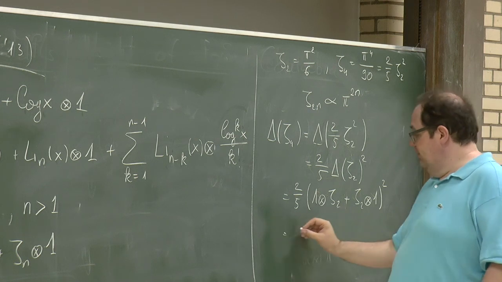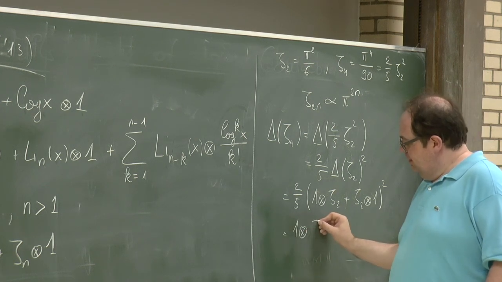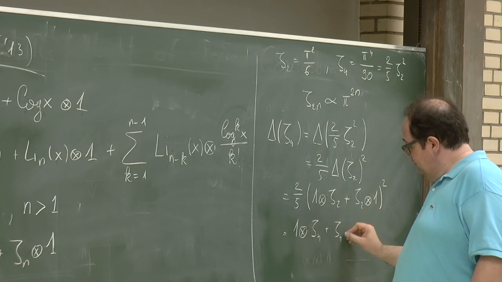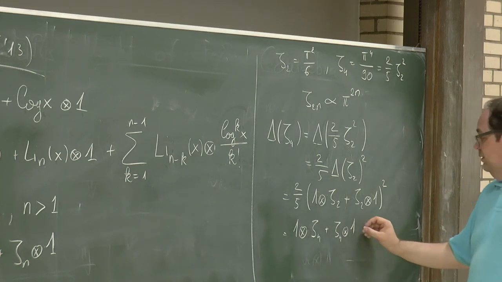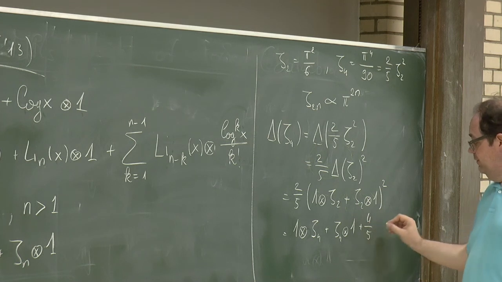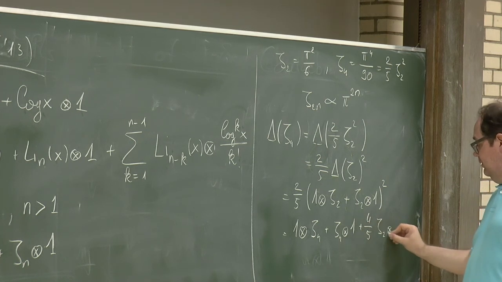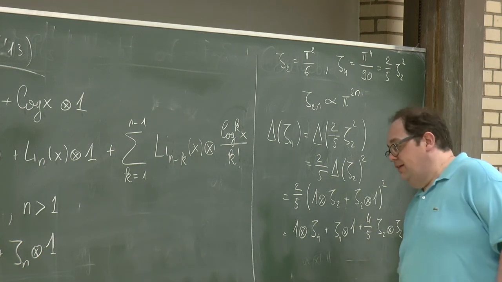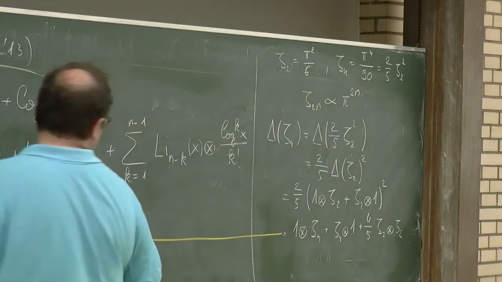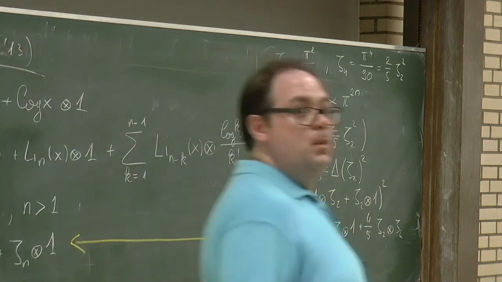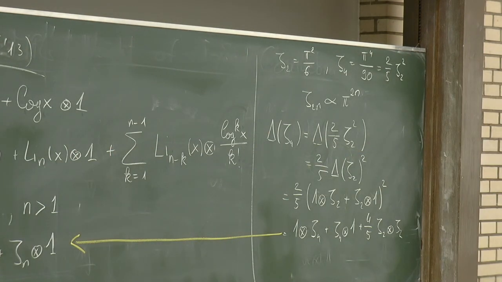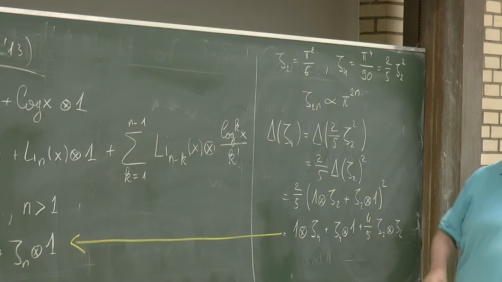And if you now go and multiply everything out, you get zeta 4 tensor 1 plus 1 tensor zeta 4 plus 4 divided by 5 zeta 2 tensor zeta 2. And I guess you can see the problem. Okay? I've arrived at a contradiction. I've computed delta of zeta 4 in 2 ways and I get 2 different answers.